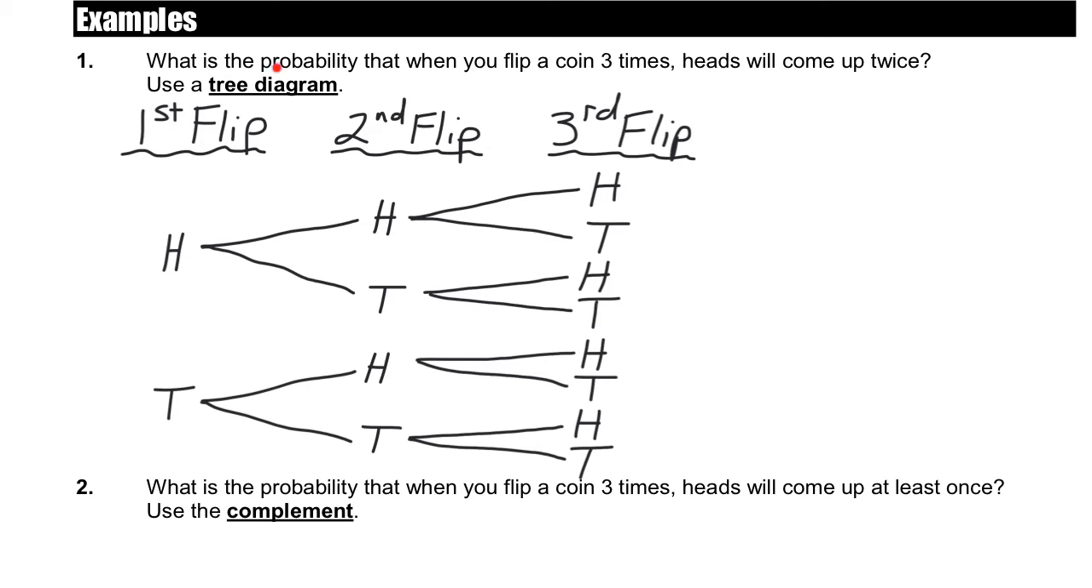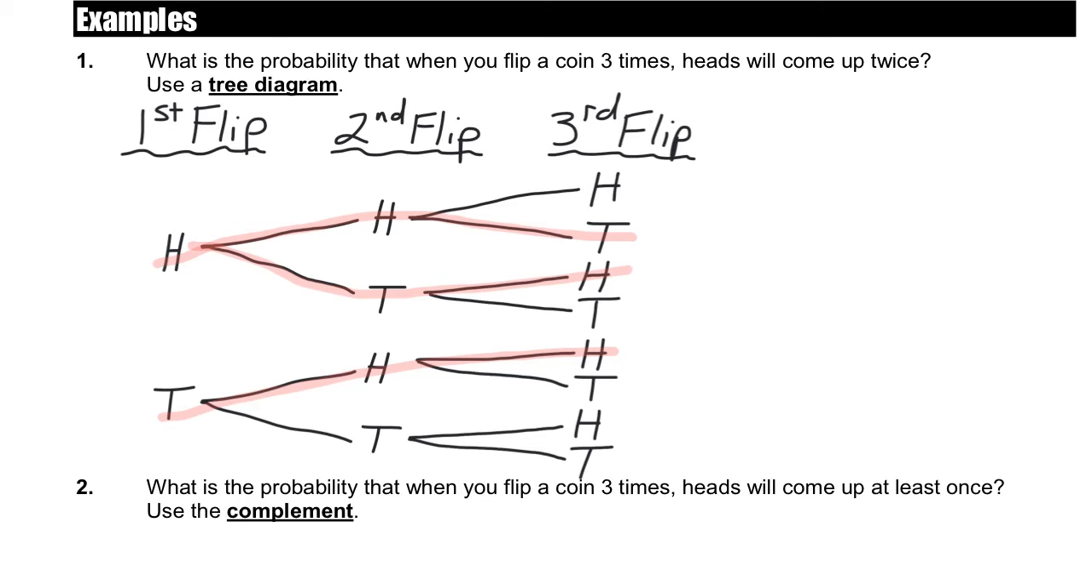So the question is, what is the probability that when you flip a coin 3 times, heads will come up twice? So we have to look at all the different pathways and find which ones have heads twice. Well, heads, heads, heads, that's not 2 heads, that's 3. Heads, heads, tails, that pathway gives you 2 heads. Heads, tails, heads, well, that one works too. Heads, tails, tails, that's not 2 heads. Tails, heads, heads, that works. Tails, heads, tails does not. Tails, tails, heads does not work. Tails, tails, tails, there's no heads at all.